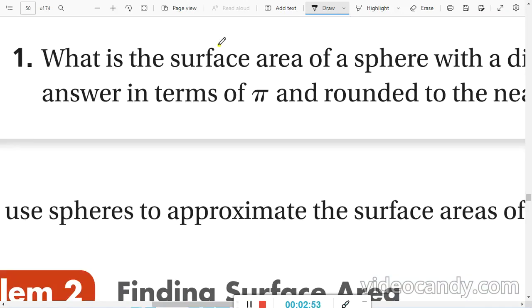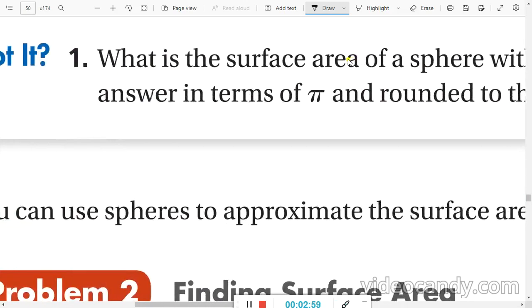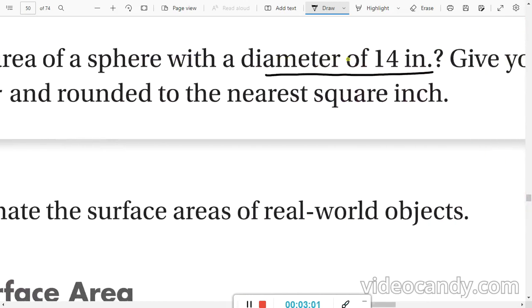Please try number 1, surface area of a sphere with a diameter of 14 inches. Give your answer in terms of pi and round it to the nearest square inch. So that would be the nearest whole number. So please try that.